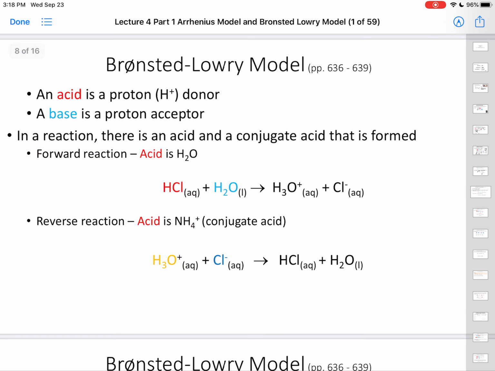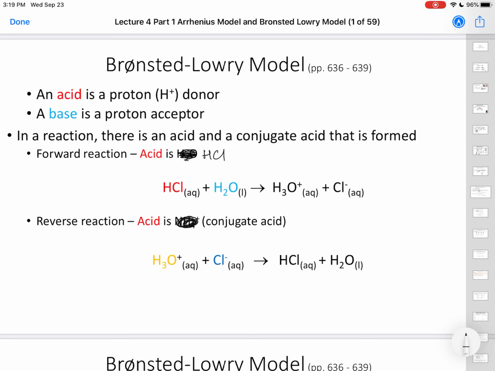So really the Bronsted-Lowry model, again, we're going to define an acid as a proton donor and a base as a proton acceptor. So in the reaction, there is an acid and a conjugate acid that is formed. So if you consider the forward reaction, the acid is HCl. And so therefore, HCl reacts with water to form H3O plus and Cl minus.